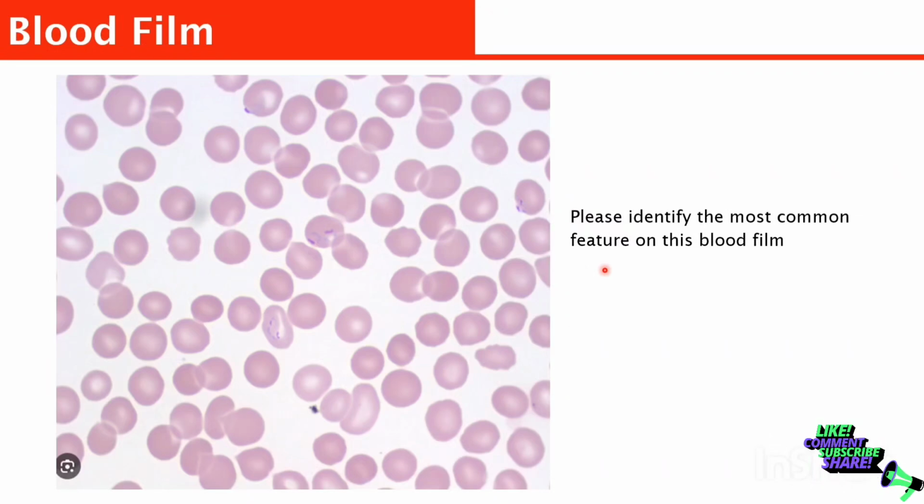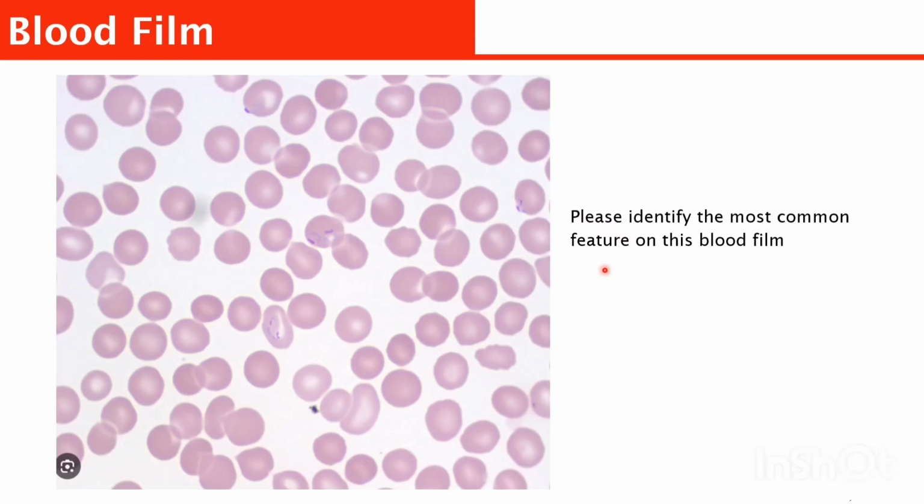So once a blood film morphology is given to you, anytime you go for an interview and they give you a blood film morphology, ask yourself, what are the red blood cells like? What are the white blood cells like? And what are the platelets like? Okay, so that is what we are going to be looking at. Now, if you think like that, it will be easier for us to ask ourselves, what exactly is obvious here? Now, let's start with the red blood cells.